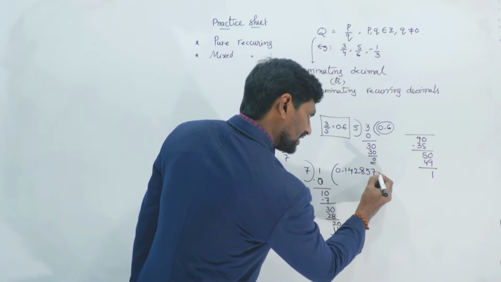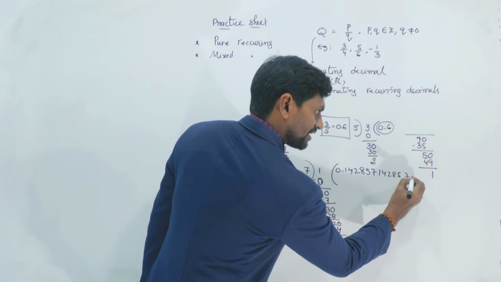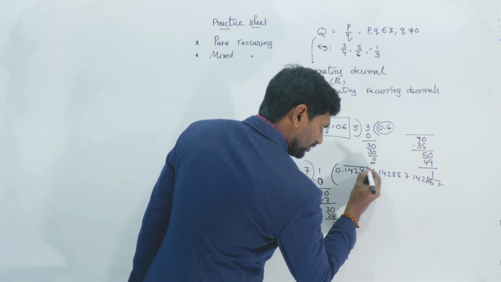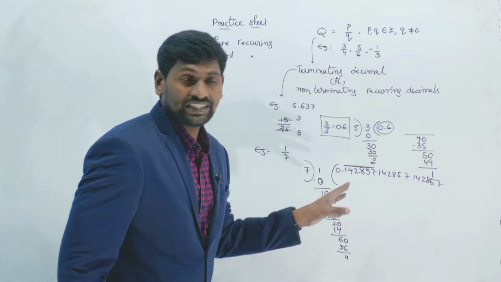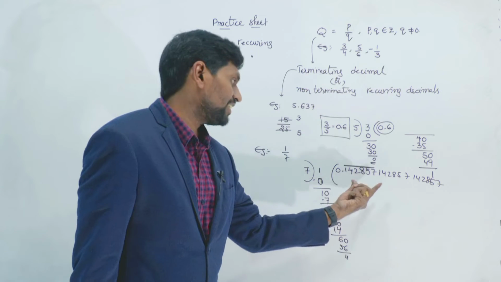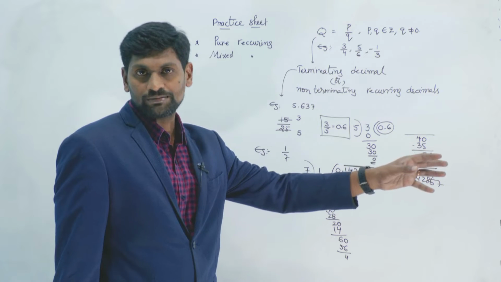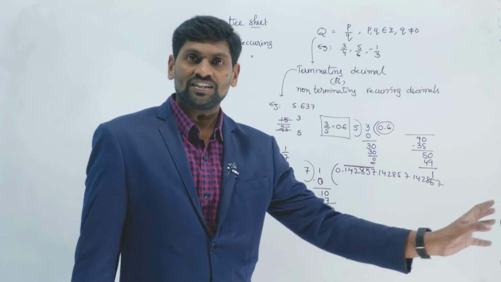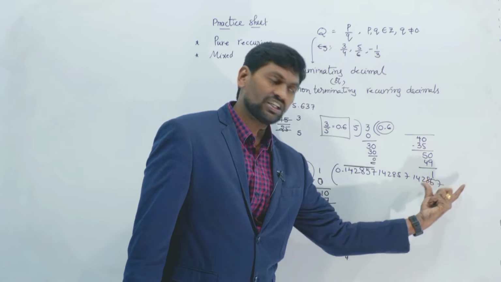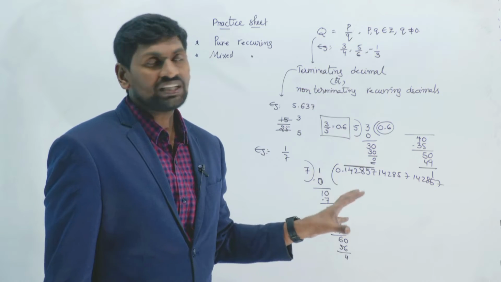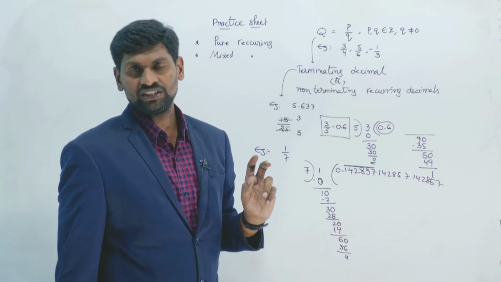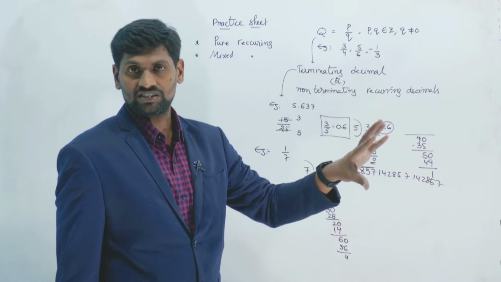That means 1 4 2 8 5 7, again 1 4 2 8 5 7, like that it is repeating. These decimal digits are repeating continuously. So this is non-terminating. Non-terminating means there is no end for the decimal digits; they keep coming like that. That's why it is non-terminating and repeating. Some of the digits are repeating continuously. So rational numbers are in the form of terminating decimals or non-terminating repeating decimals, nothing but recurring decimals.